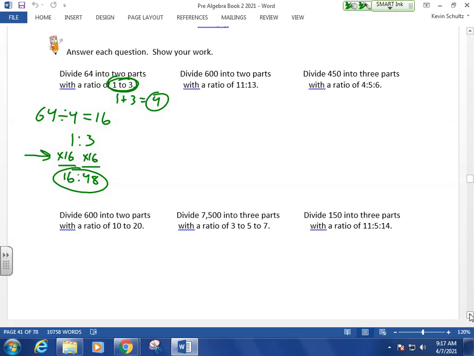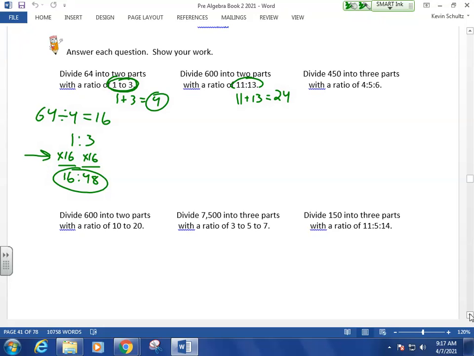The next one, 600 in two parts with a ratio of 11 to 13. Again, we want to figure out what the value of 1 unit is. So we're going to take our 11 and 13, we're going to add them together. Almost wrote 11 plus 11 there. 11 plus 13 is 24. What do we do with that?